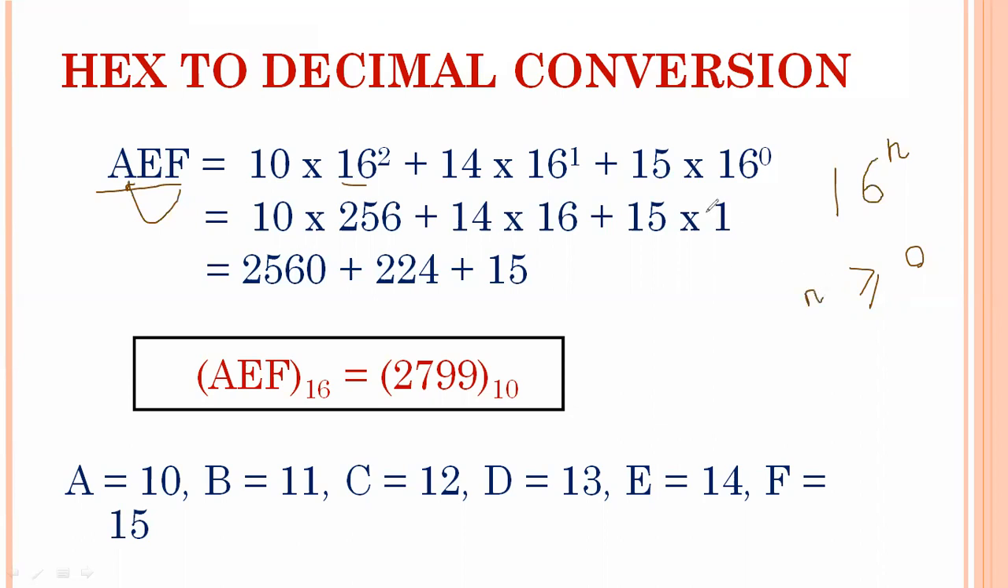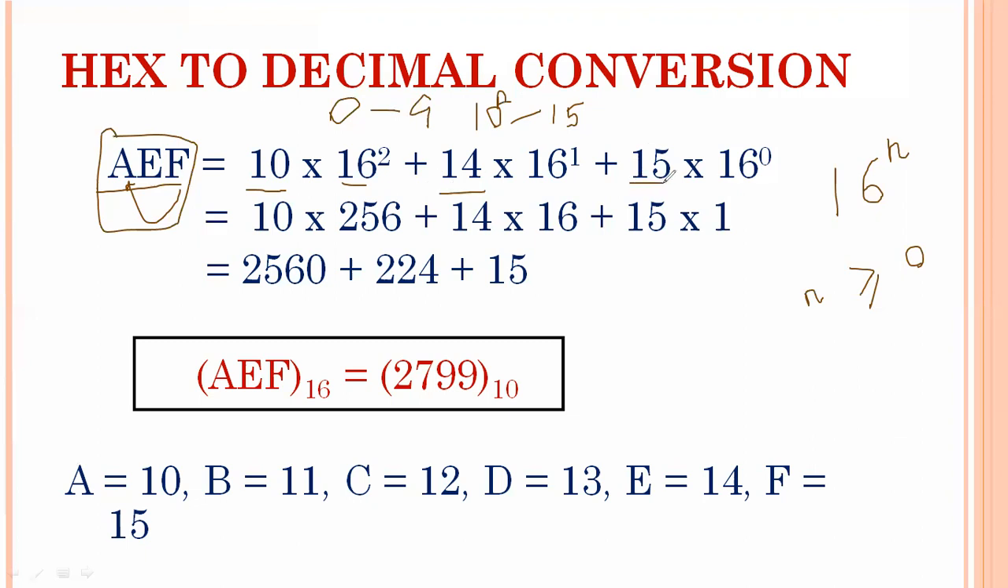This is n. So first of all we will find out the actual values of these numbers, like we did yesterday, that in hexadecimal we have 0 to 9, and from 10 to 15 we will represent it from A to F. So 10 is A, 11 is B, 12 is C, and similarly 13 is D, 14 is E, and 15 is F. First of all we will give their actual values like 10, 14 and 15.